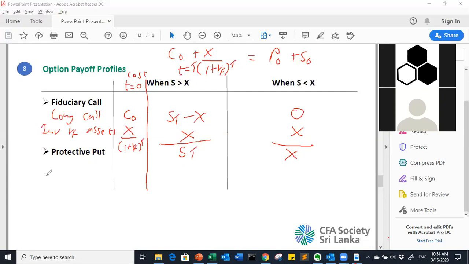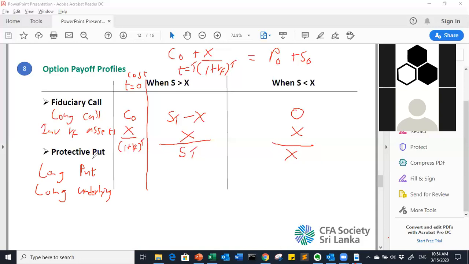Then for the protective put, a similar set of logic. With the protective put, you go long on the put option. You're getting the right to sell this asset. If you were to exercise the option, you receive the X, but you need to now deliver the asset. So you need to make sure that you already have the asset to deliver. Because of that, you combine the long put by going long on the underlying asset. You own the asset and you also buy a put option on it. So that's why it's called a protective put.